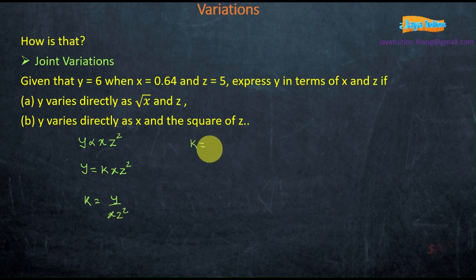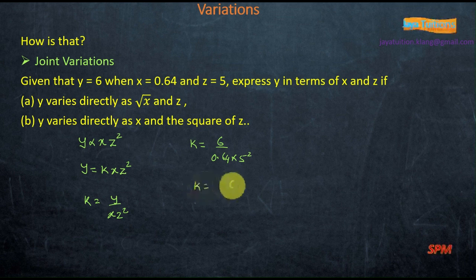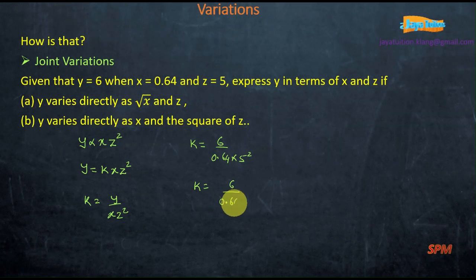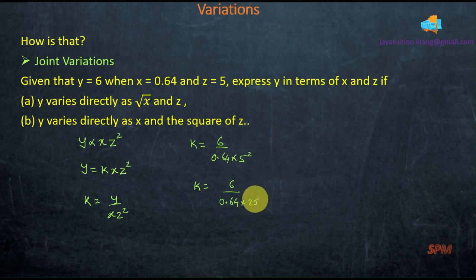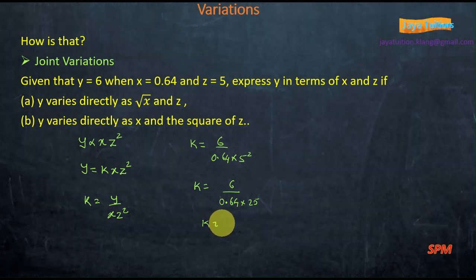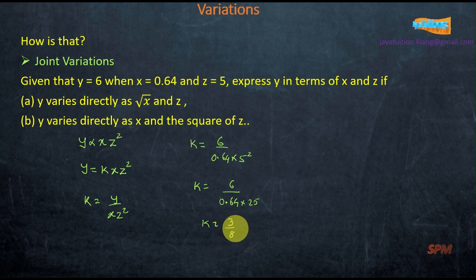Let us find the value of k. k is equal to the value of y, which is 6, divided by x, where x is equal to 0.64, multiplied by z square. z is 5, so 5 square. That is, k becomes equal to 6 divided by 0.64 times 25. 6 divided by 0.64 should give the value 9.375. So the k value will come out to be that divided by 25, which is equal to 3 by 8. So this answer should be equal to 3 by 8.